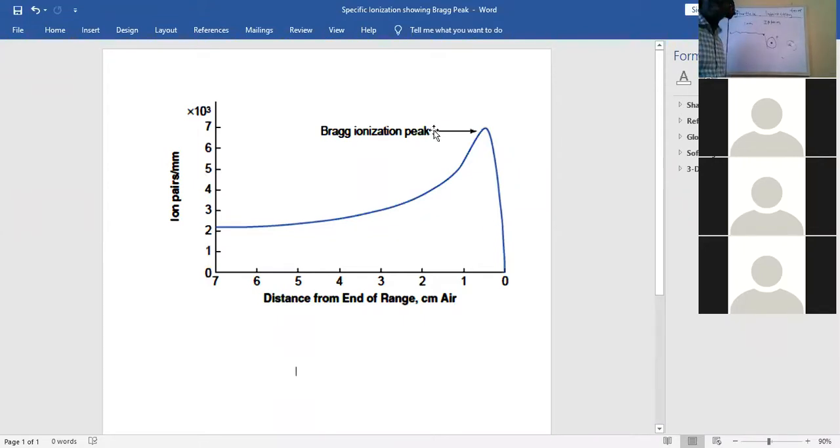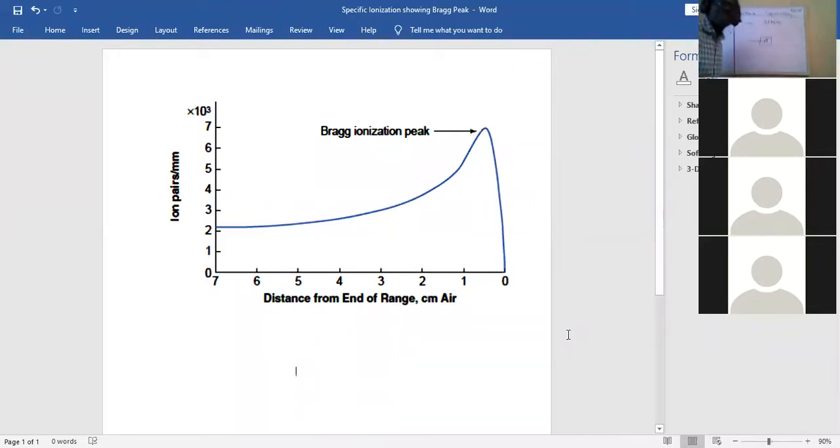It is important that we want the charged particle to deposit all its energy at a particular distance. Maybe we want to treat a cancer which is 2 centimeters deep into the body. As we introduce the charged particle, we want it to deposit almost 100% of its energy inside that tissue. So that is used extensively in radiotherapy.